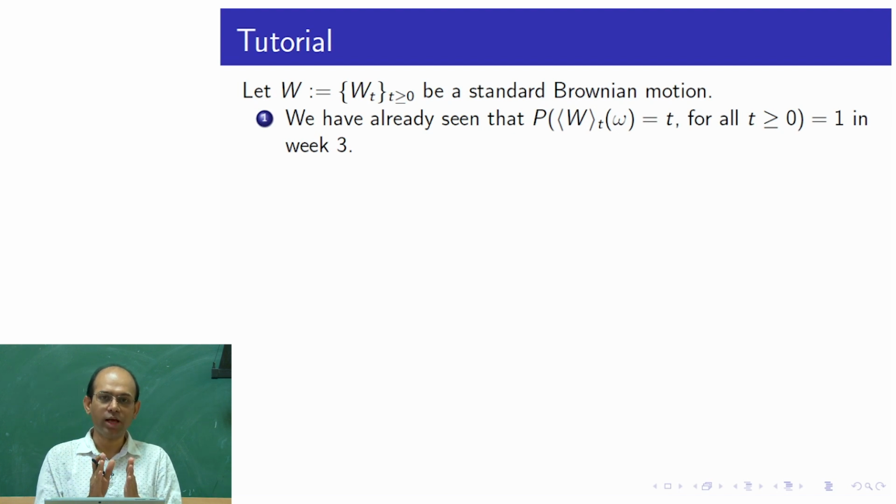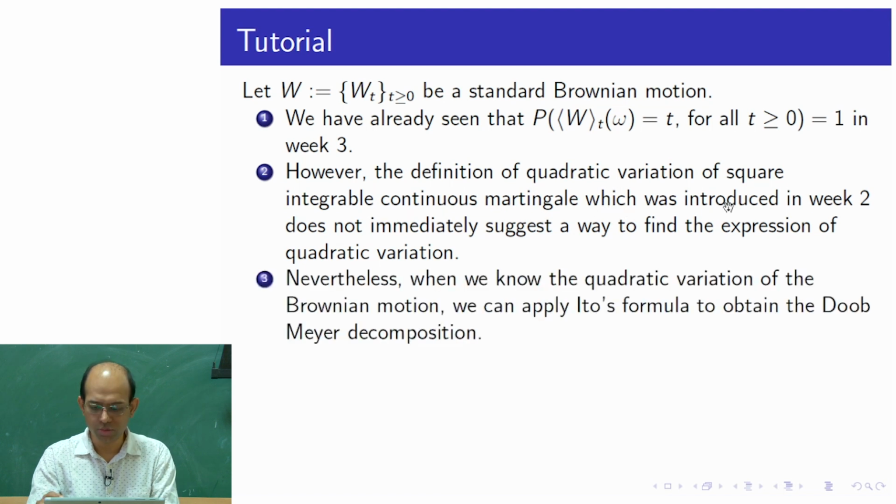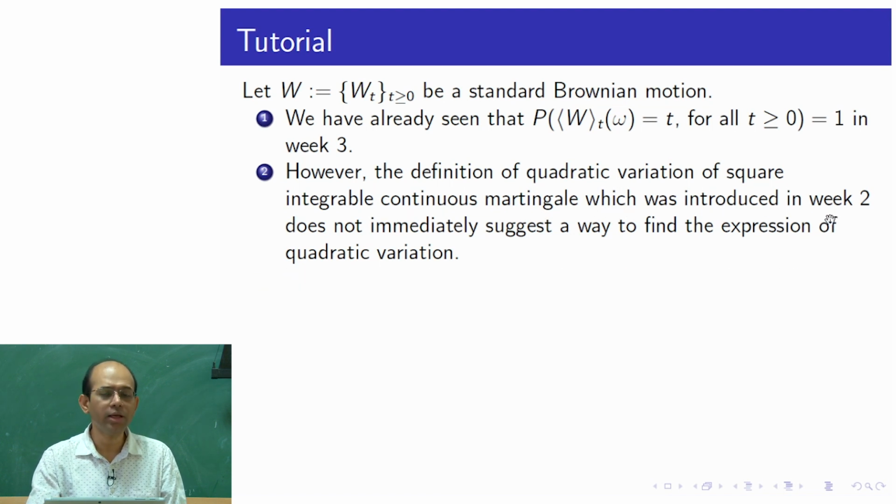For computing that, we have taken a sequence of partitions, and there we have taken the increments. We added the square of the increments, and we used the theorem that the summation of squares of increments converges in probability to the quadratic variation function. That was what we used to compute this. However, the definition of quadratic variation of a square integrable continuous martingale was introduced in week 2, and that was done using the Doob-Meyer decomposition, correct.